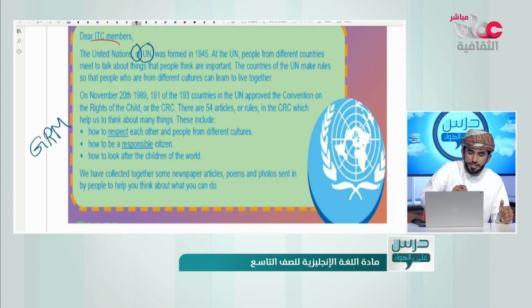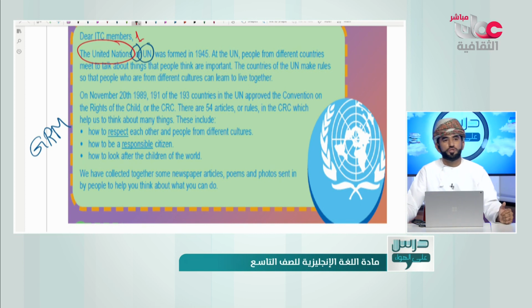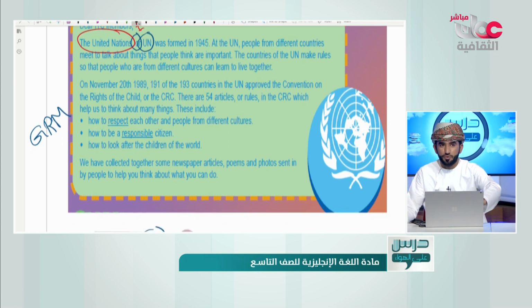Sorry, the United Nations. This is the answer for question number 1. Exactly. Still, teacher, we didn't use the technique that you've already talked about. Yes, we didn't, but let's go straight forward to question number 2 and find out.